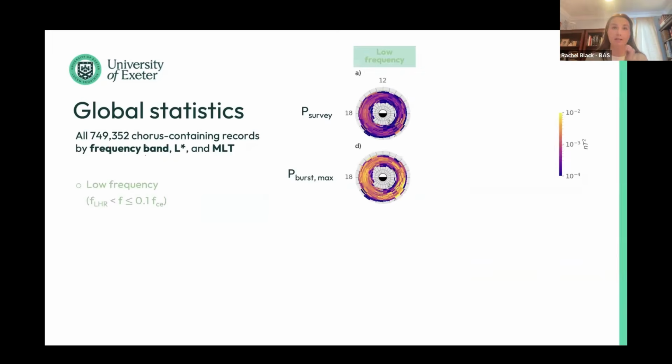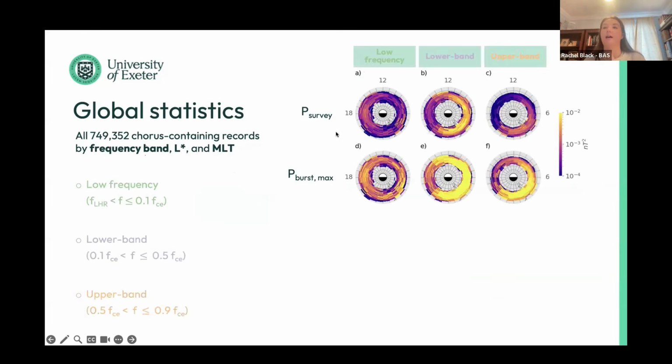Moving on to the global statistics now of our chorus waves. We're binning these by their frequency band and L star and MLT. So if we first look at the power in the survey and the maximum power in the burst for our low frequency, lower band, and upper band waves, you can see that the lower band have much higher average powers compared to the other two frequency bands.